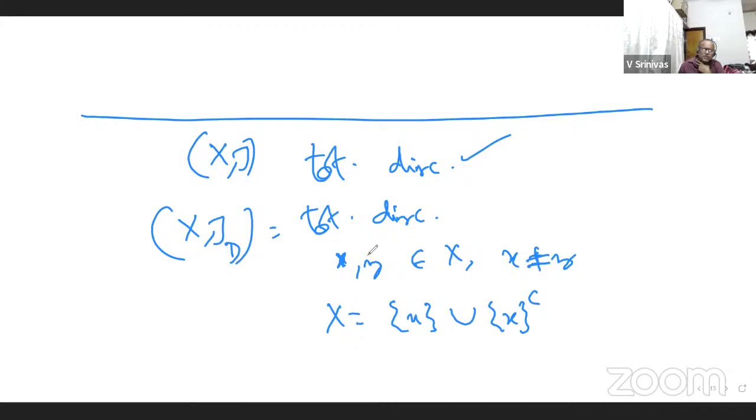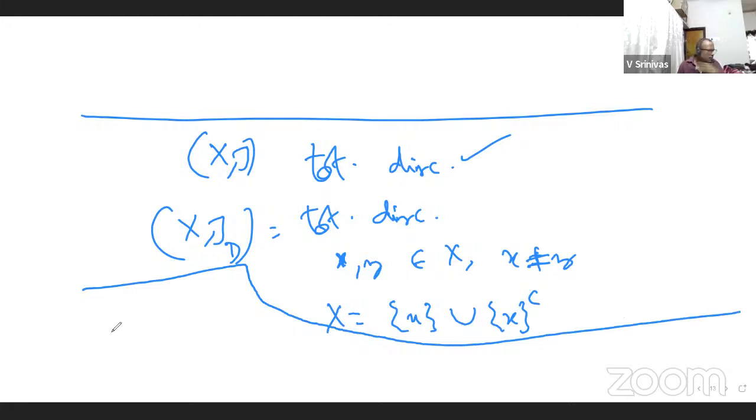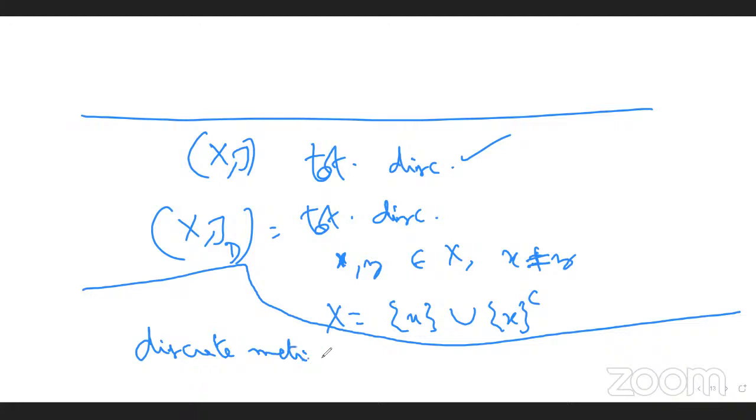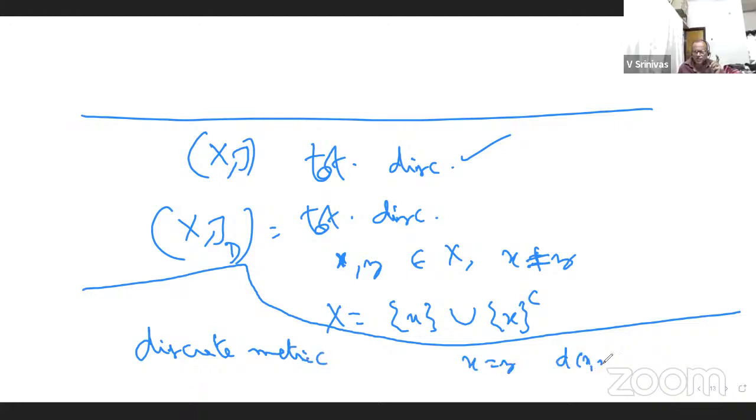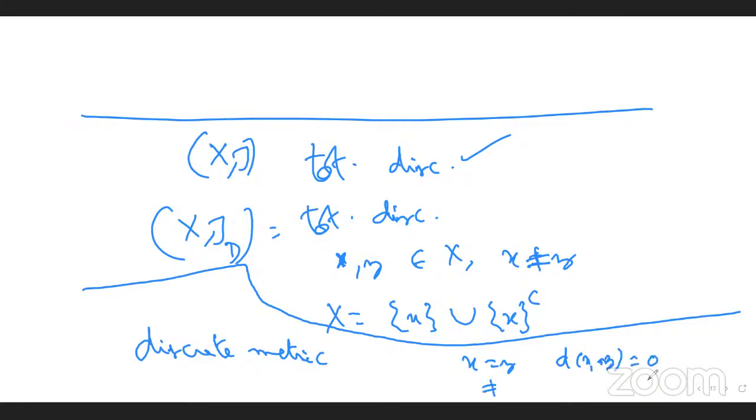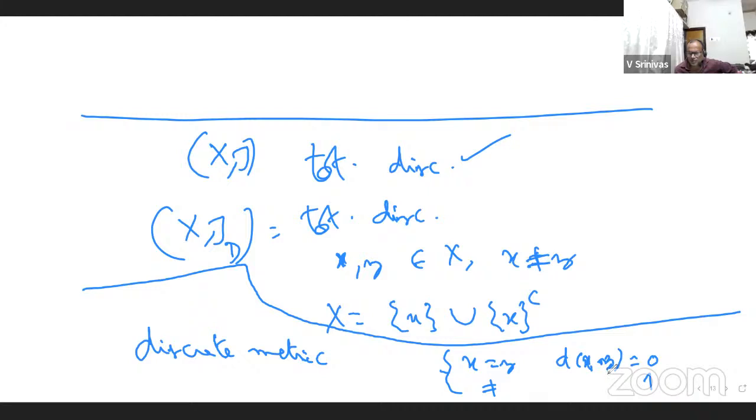In the next question, you are asked to construct a metric with discrete topology. I once mentioned the discrete metric. Do you know about the discrete metric? Yes, sir. Whenever x equals y, d(x, y) is 0; otherwise, it is 1. This is called the discrete metric. The topology that comes out of this is the discrete topology. So this metric generates the discrete topology.